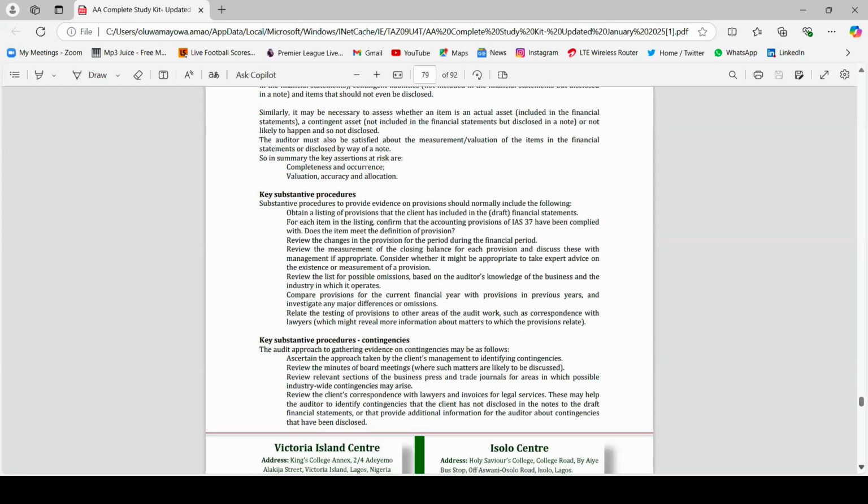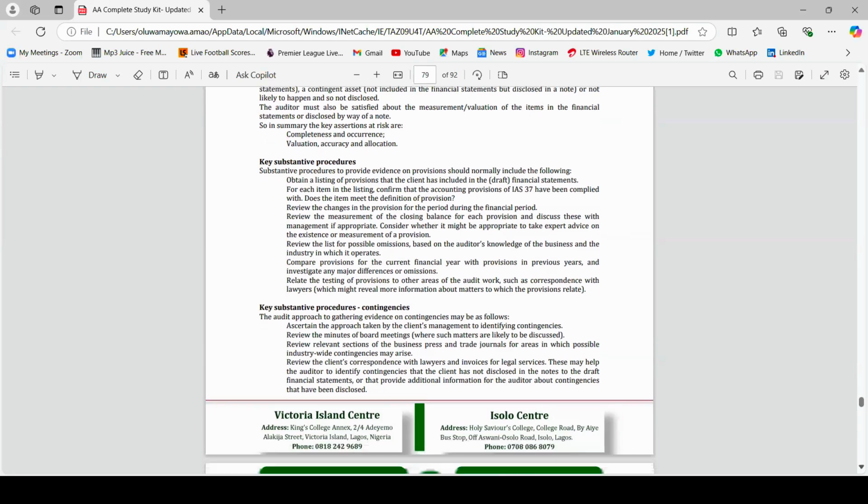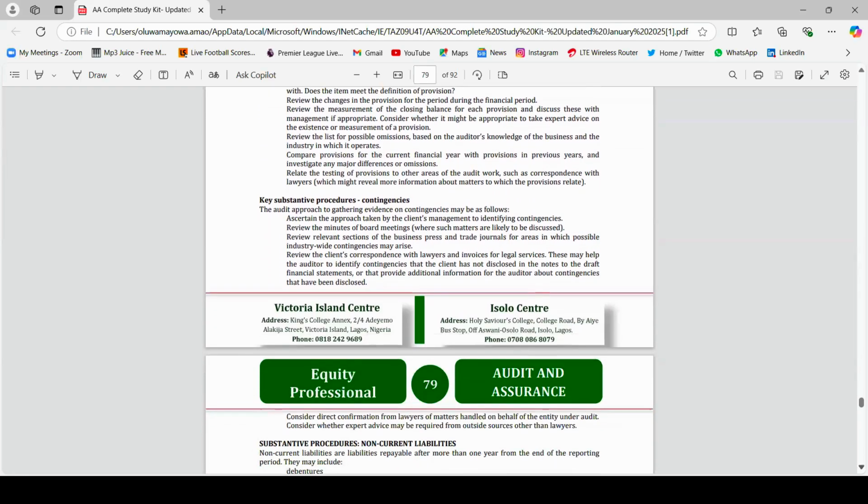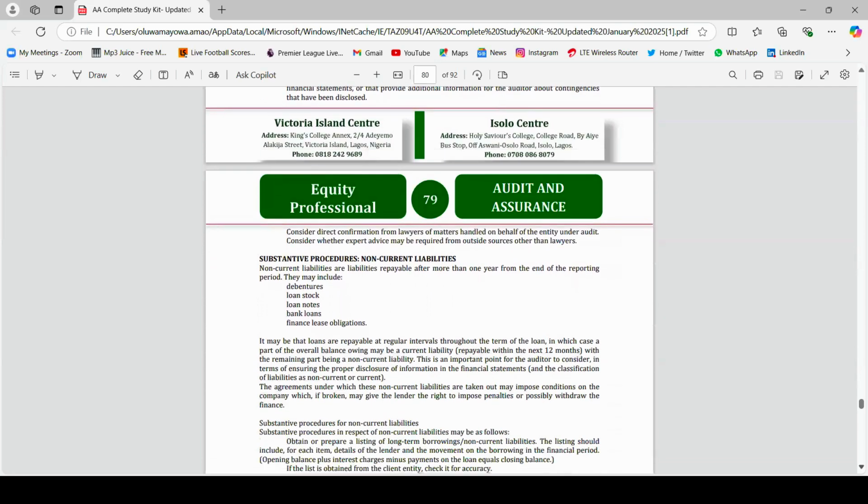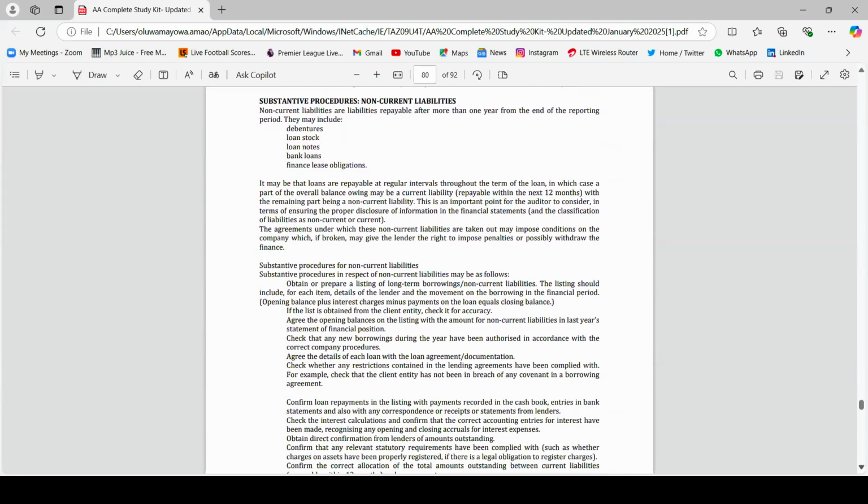Now, for 2B, I want you to go and read about the substantive procedures that you will carry out for contingencies, whether it's contingent liability or contingent asset. What are those substantive procedures you carry out as an auditor? You can use the text before you. You can check the ICAN Pack. You can check any other material. But I want you to go and read about that. Now, any question before we go on?